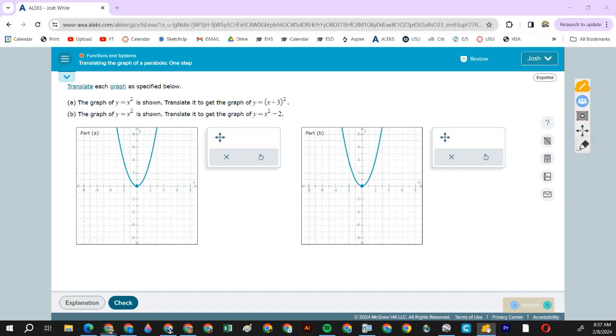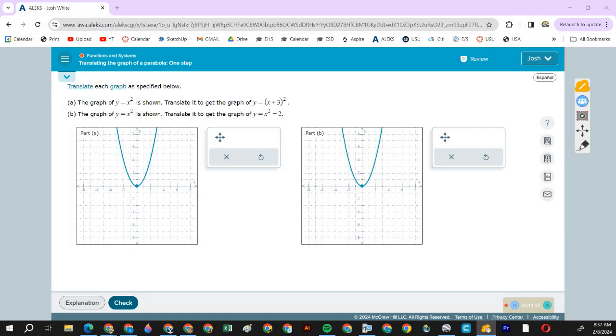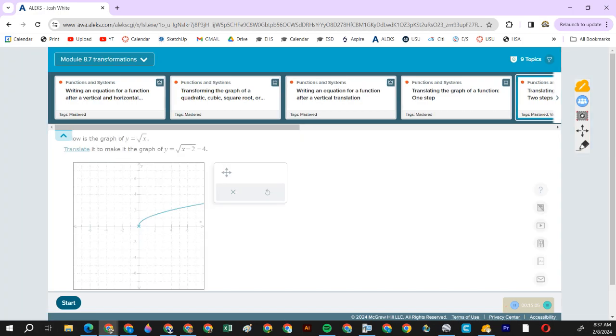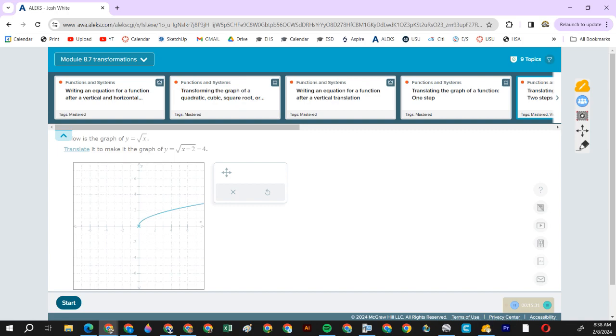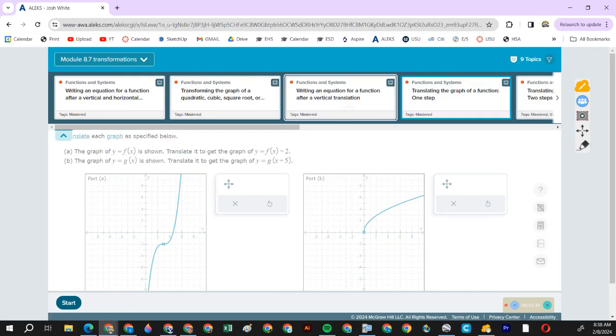All right. So this translation would be left 3. Look like that. This translation would be down 2. So it would look like that. Okay. This one has a -2 on the inside, which would be right 2, so to there. And a -4 on the outside, which would be down 4. So that would be the new location. We've done lots of those.